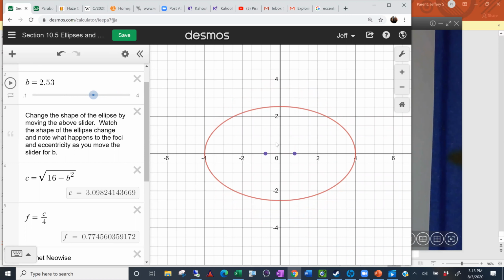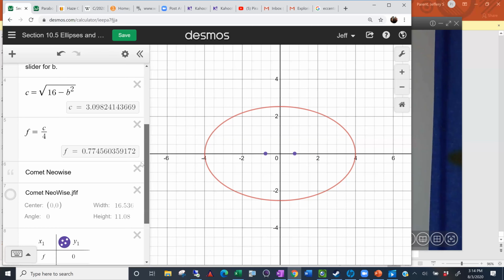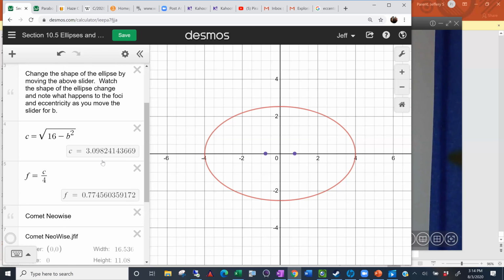Now, the eccentricity is really just a ratio between c, which you're going to use to calculate how far away from the center your focus is, that distance, and the length of your major semi-axis. So that would be the distance between the origin and this point right here, which is at 4. So that'd be that distance between the center and your vertex on your major axis. So let's watch as this gets more and more eccentric. So right now the eccentricity is right here at 0.77.